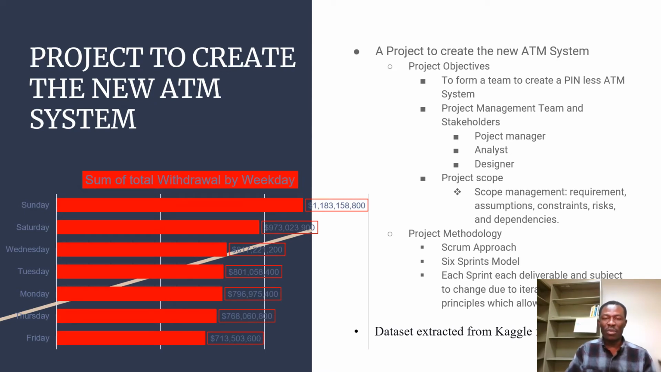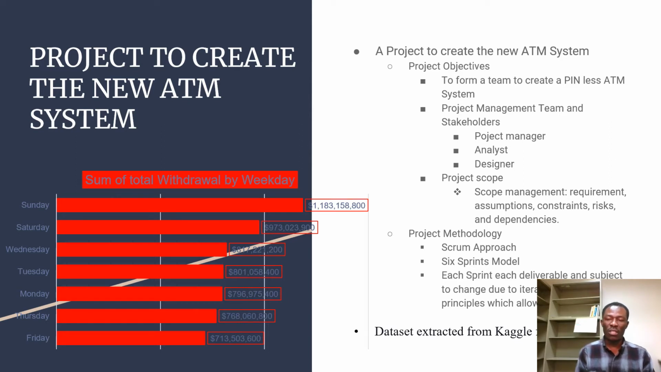So for this purpose, a project is initiated to design the new system as I indicated. The project objectives include designing a pinless ATM system and also having a project management team. For this purpose, I am going to be the project manager, the analyst, the designer, and also the client. And so we have the project scope that involves project requirements, assumptions, constraints, risks, and then dependencies.